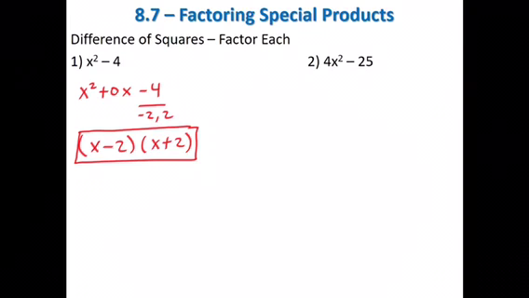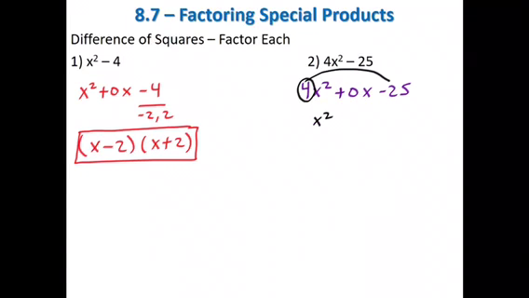Let's try one more difficult. So we've got 4x squared minus 25, and we're trying to factor this into two binomials. So we're going to add in that middle term. So we've got 4x squared plus 0x minus 25. Well, we have a coefficient out in front, so we're going to use slide, divide factoring. So we're going to take our leading coefficient of 4, slide it back. We've got x squared plus 0x minus 100.